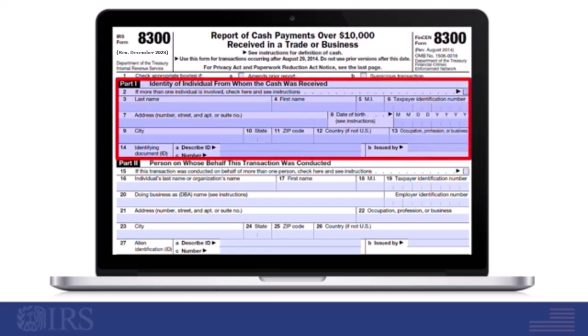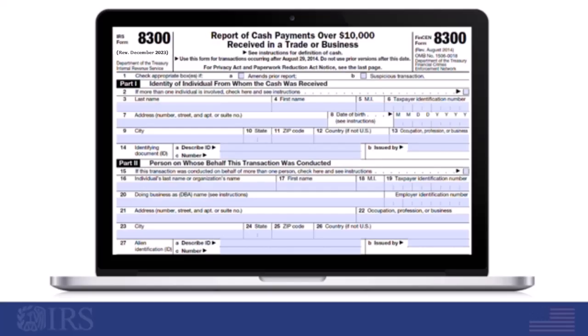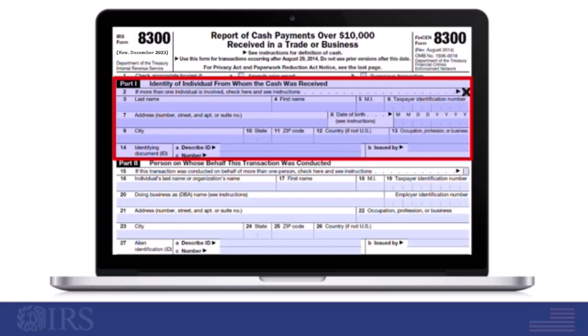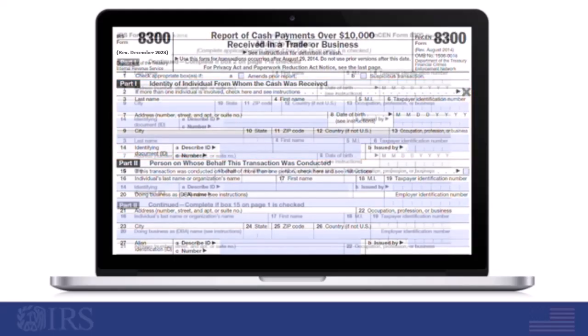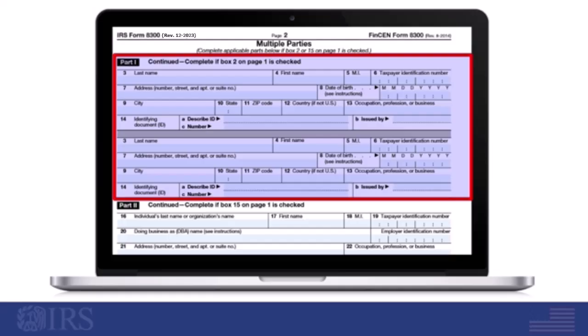Let's move to Part 1 of the form. Most transactions are between an individual and a trade or business. However, there are times when multiple individuals are involved in the transaction. To complete the form correctly, you must include everyone who is involved in a transaction. Part 1 is where you give information about those individuals. If more than one person conducted the transaction, you check the box for item 2. You would complete Part 1 on page 1 for any one of the individuals. Then, provide the same information for the other individuals by completing Part 1 on page 2 of the form.